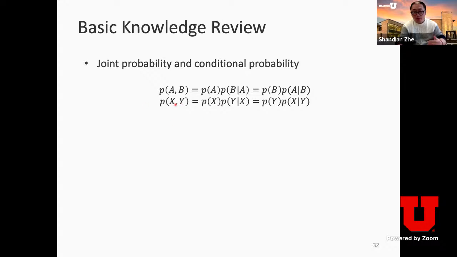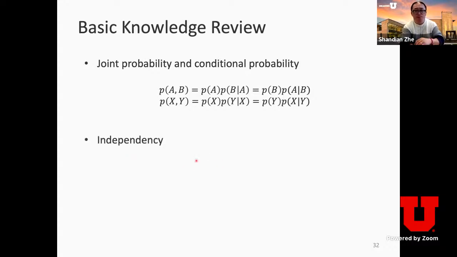We can extend this definition to many random variables. Then we have a sequence of products: P of X1 times P of X2 given X1, P of X3 given X1, X2, and so on. This is called the chain rule for the probability, or the full probability formula.